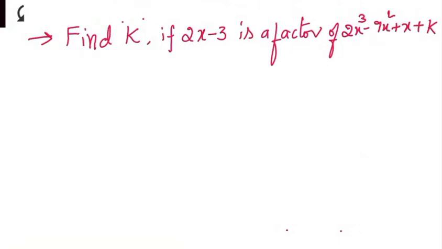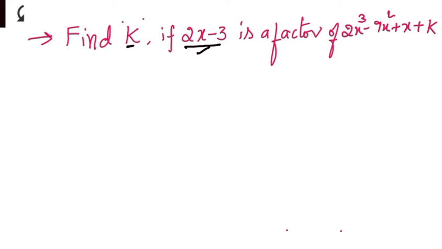See here, one more type of problem: find k if 2x minus 3 is a factor of 2x cube minus 9x square plus x plus k. Given that this is a factor, that means when x minus a is a factor, then we get p of a equal to 0. From 2x minus 3 we have to find the x value, substitute it in this polynomial and equate to 0, then you will get the k value.